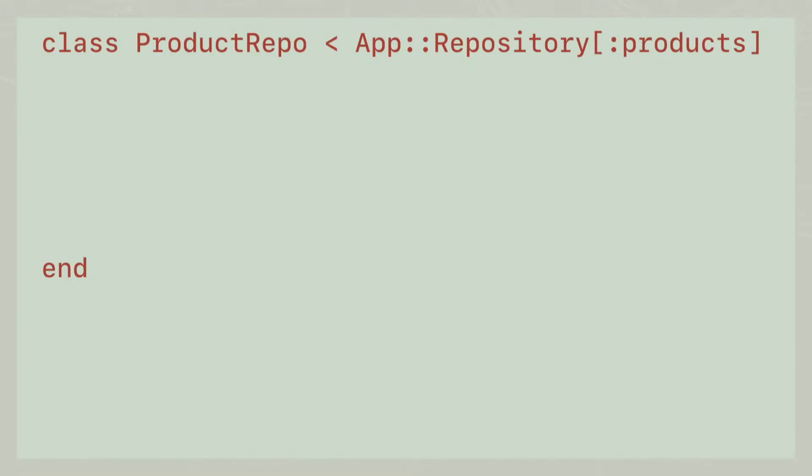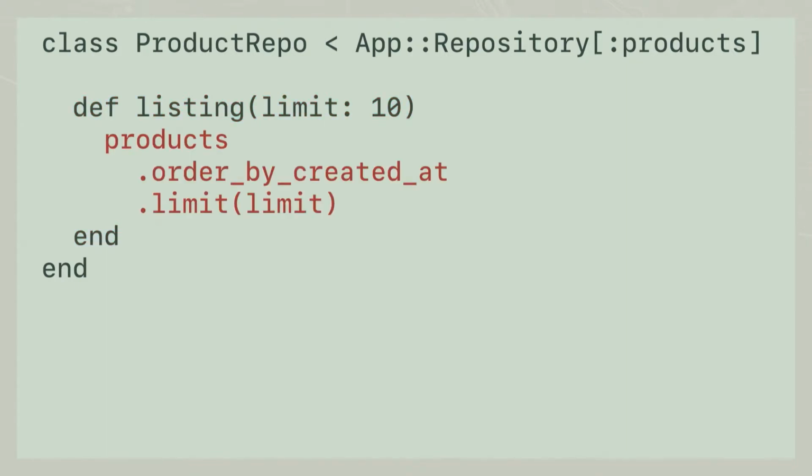So we make a repository class. The setup is inherited from our app's repository superclass. We have access to a products relation which maps to a particular database table. Then we add a listing method, setting a default limit. And then we retrieve products from the relation, order them, and apply the limit.